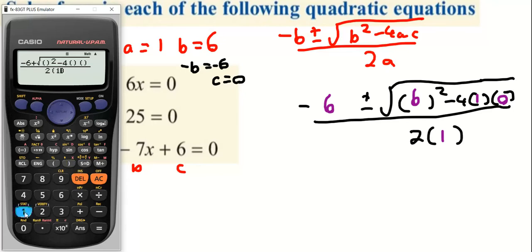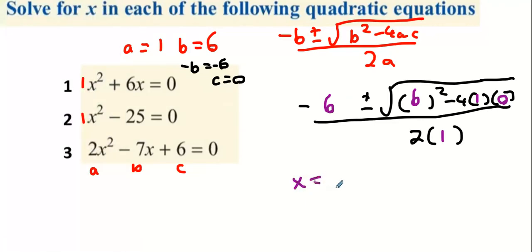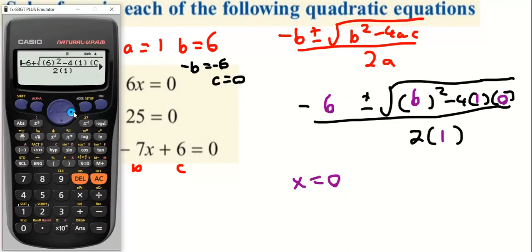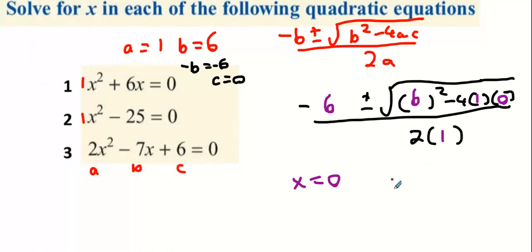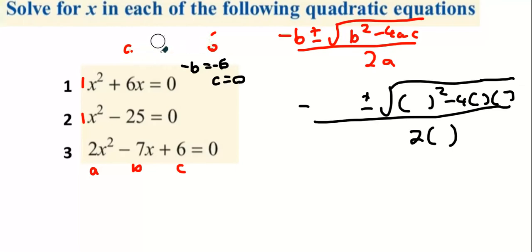Now 2 times a is 2 times 1. 4ac is 0 for c, 1 for a, and then b squared is 6. Put that into the calculator. Your first answer is 0, so x equals 0 is your first answer, and then your second answer, you're going to change that to a negative, and you have minus 6. So there you go. That's for question 1. All done. Okay, now for question 2, what we're going to have is we look across and we see the a value is 1.